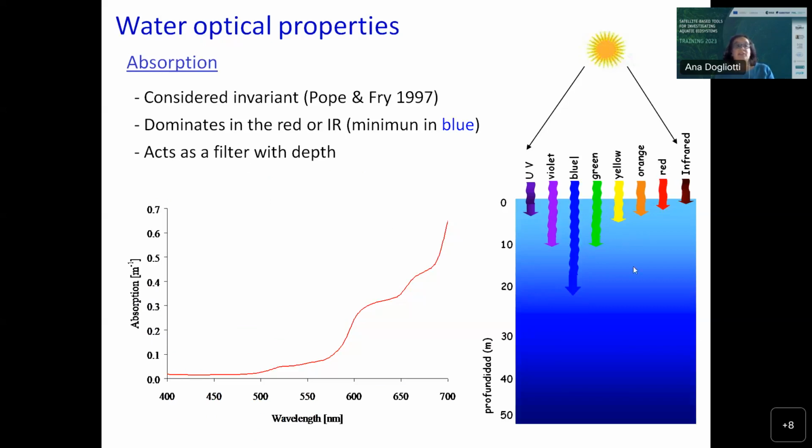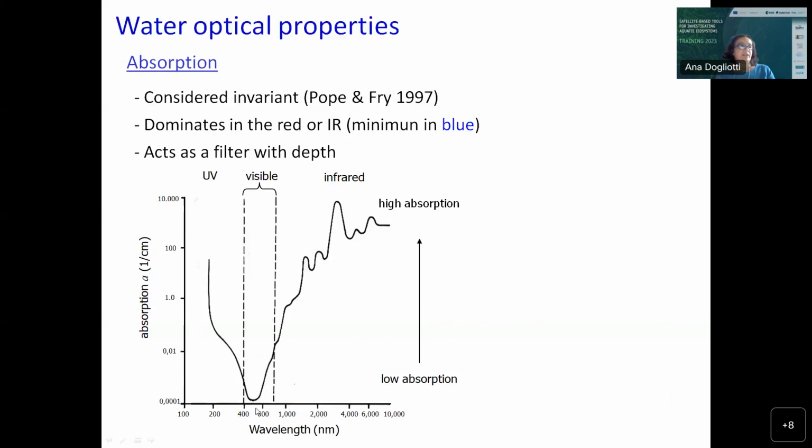It's a part of this interesting characteristic of the absorption: it acts like a filter with depth. Following this spectrum, we can see the red and infrared light is highly absorbed, mainly in the first millimeters of the water, and then the absorption decreases. Being minimum in the blue, it means the blue light will reach deeper in the water column. Then it starts to increase in the violet and UV, which is not shown here, but it was in the previous slide.